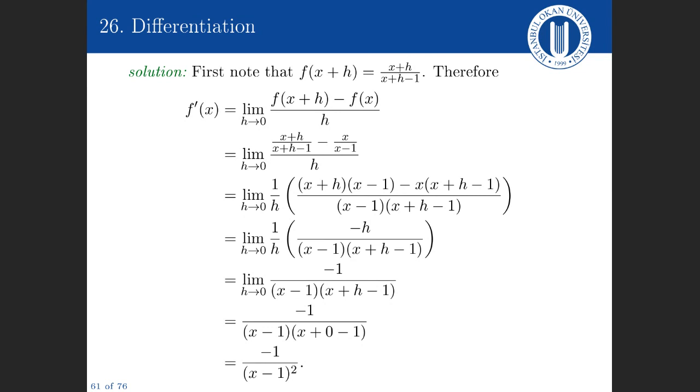We need to use the same trick as before. We need everything over the same denominator, everything over x minus 1, x plus h minus 1. Simplify this. Cancel the h's. We're calculating the limit as h tends to 0 of minus 1 divided by x minus 1, x plus h minus 1. And at this point, we can replace h by 0. And we can find that the limit is minus 1 divided by x minus 1 squared.